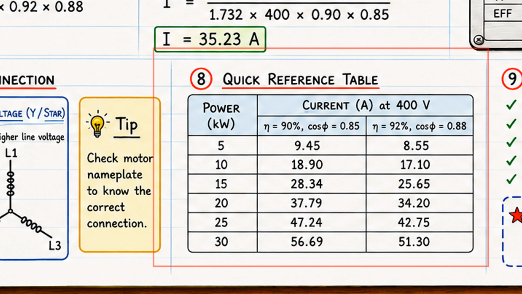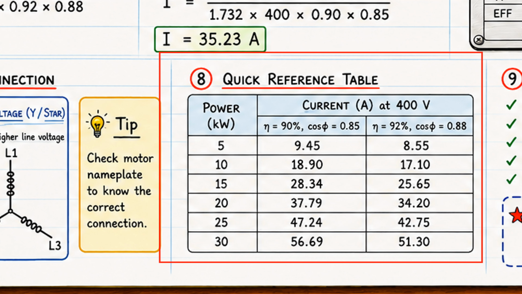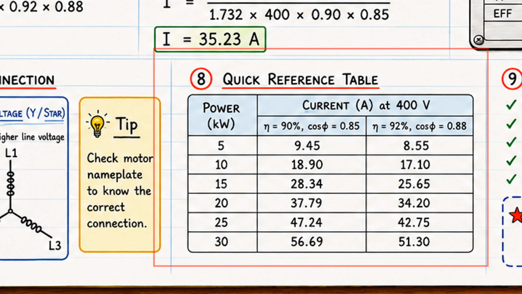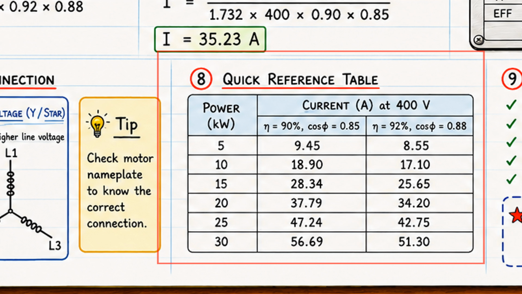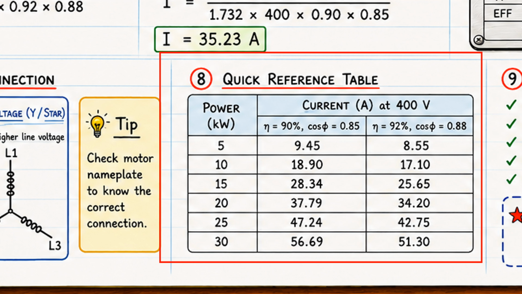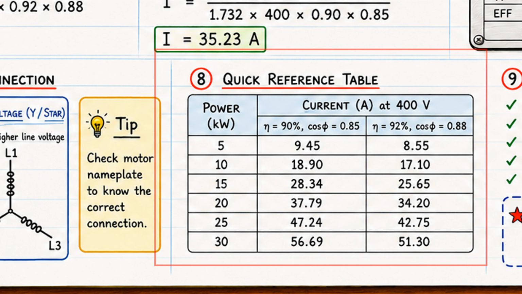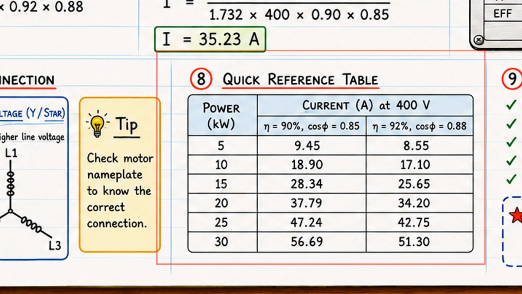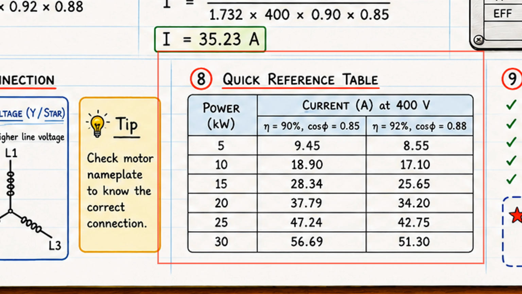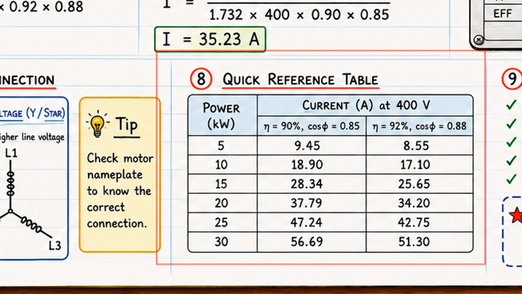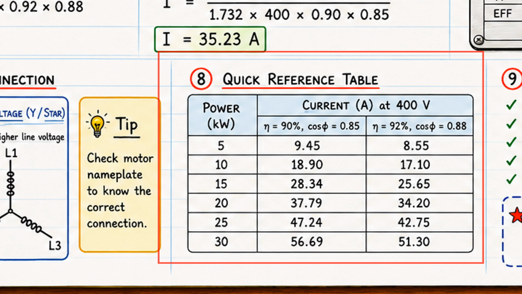That means just a 2% increase in efficiency and a 0.03 improvement in power factor reduces the current by 2.7 amperes. Now look at a 30 kilowatt motor. The current decreases from 56.7 amperes to 51.3 amperes. That is a reduction of 5.4 amperes. So, what does this mean in practice?